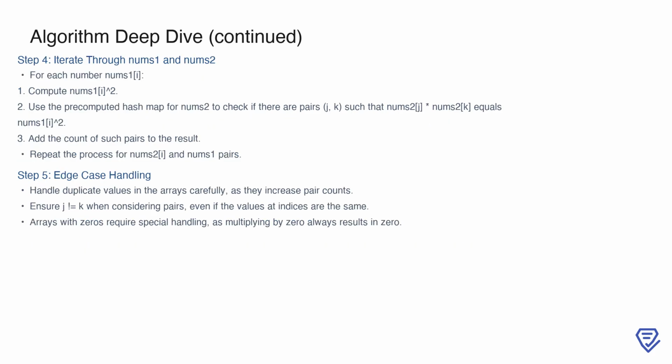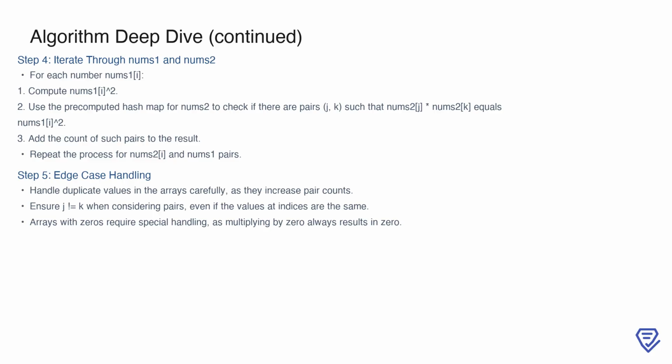Once the pair products are pre-computed, the next step is to iterate through the elements of nums1 and nums2. For each number in nums1, we compute its square and use the pre-computed hash map for nums2 to find all pairs whose product matches this square. The count of such pairs is added to our result. We then apply the same logic in reverse, iterating through nums2, computing the square of each number, and checking the pre-computed hash map for nums1.